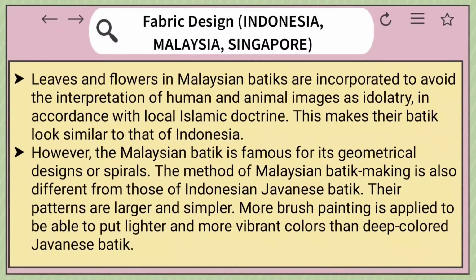Leaves and flowers in Malaysian batiks are incorporated to avoid the interpretation of human and animal images as idolatry, in accordance with local Islamic doctrine. This makes their batik look similar to that of Indonesia. However, the Malaysian batik is famous for its geometrical designs or spirals. The method of Malaysian batik making is also different from those of Indonesian Javanese batik. Their patterns are larger and simpler. More brush painting is applied to be able to put lighter and more vibrant colors than deep-colored Javanese batik.